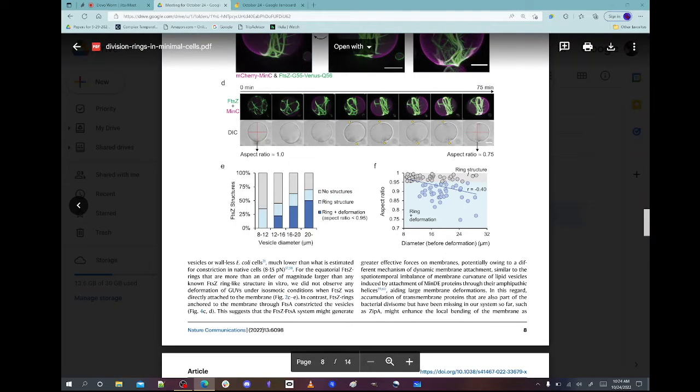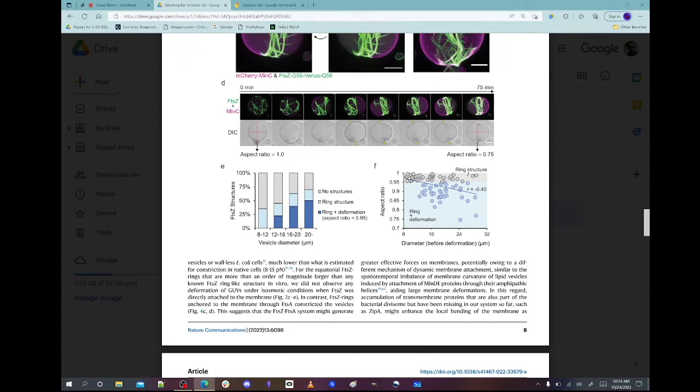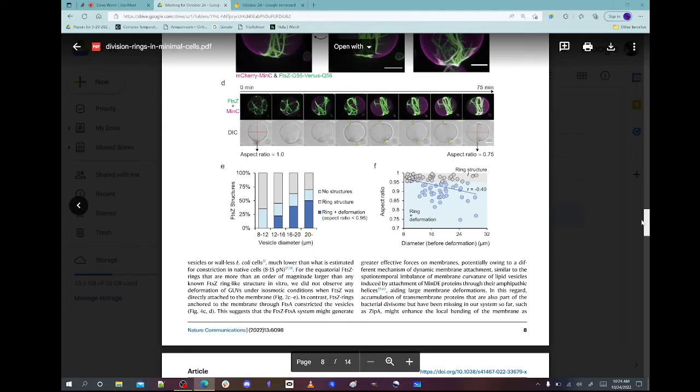And then you have the aspect ratio of the ring and the diameter before deformation. So the bigger the diameter, the smaller the aspect ratio of the ring structure. You have just plain ring structures at the top with a high aspect ratio. Ring with deformation happens at probably 0.95 aspect ratio and below. And so that tells you something about, again, how this ring forms and how it remains stable.